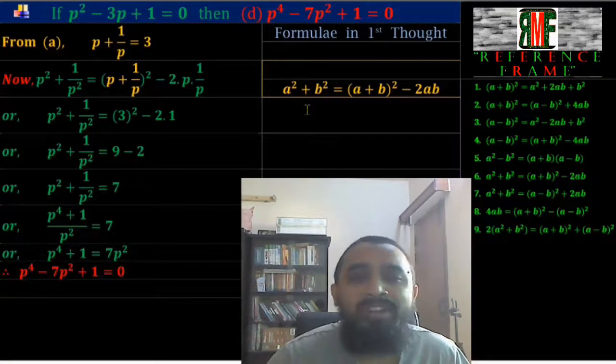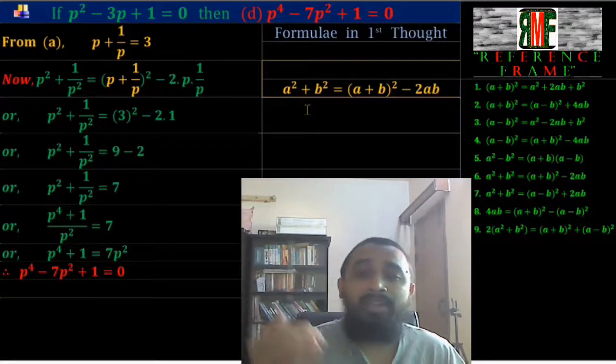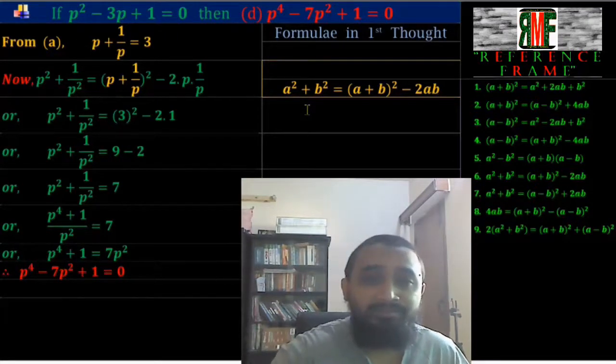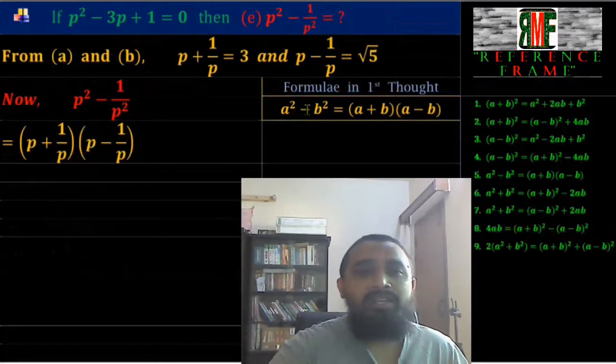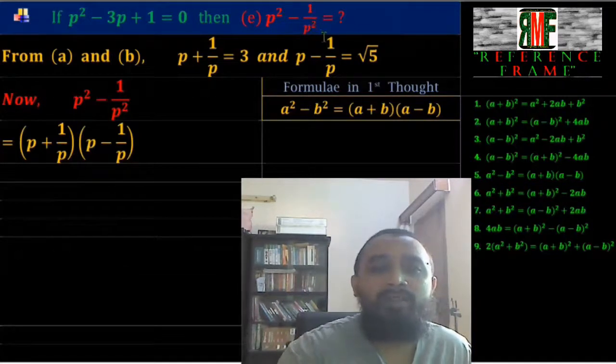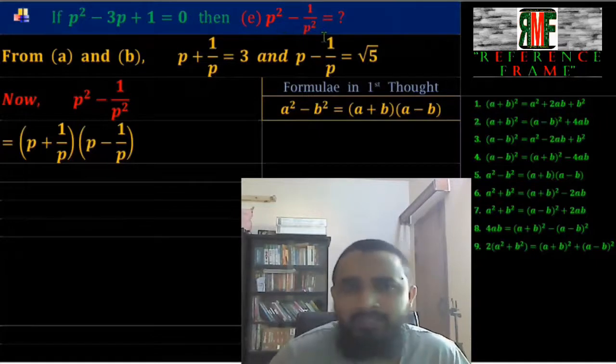Now we'll move into problem number E. When you move into problem number E, then problem number D will appear easier to you, I do believe, inshallah. So let us move. Look at this time, what you are asked to find: p square minus 1 over p square. This is as simple as that.